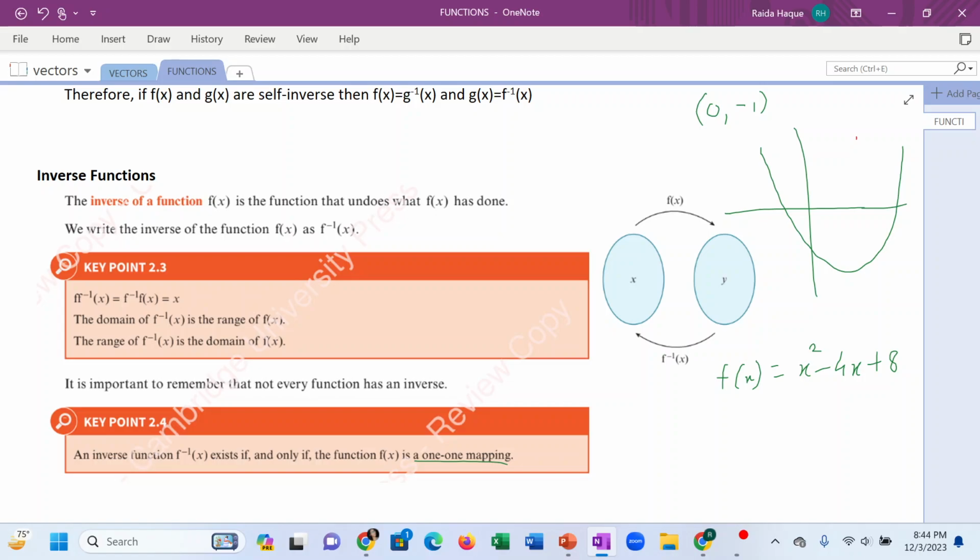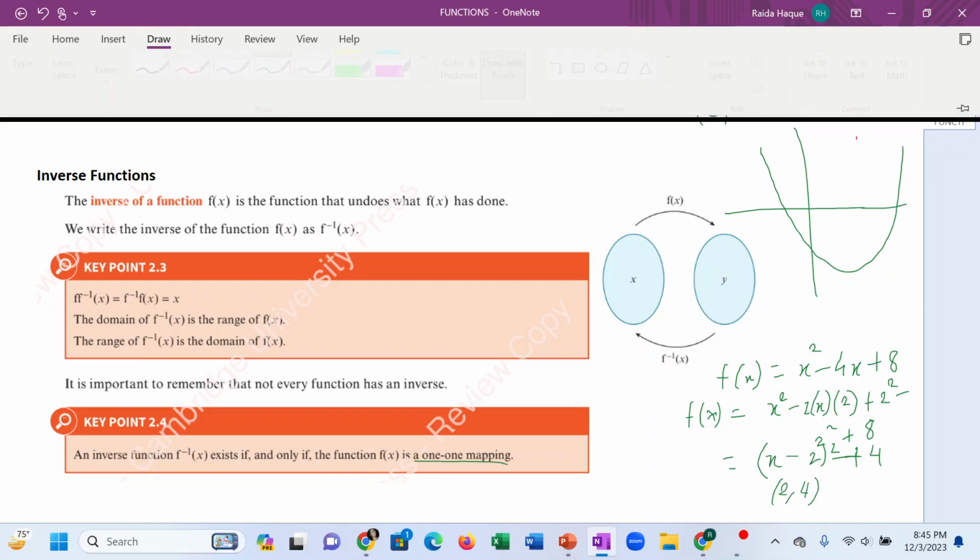So what you do over here is basically we do completing the square, because we need to find the turning point. So if we do completing the square, we can see that x squared minus 2 into x into 2 plus 2 squared minus 2 squared plus 8. So we will be left with (x minus 2) whole squared minus 4 plus 8. So that is plus 4. So from here we know that the coordinates of the turning point is (2, 4).